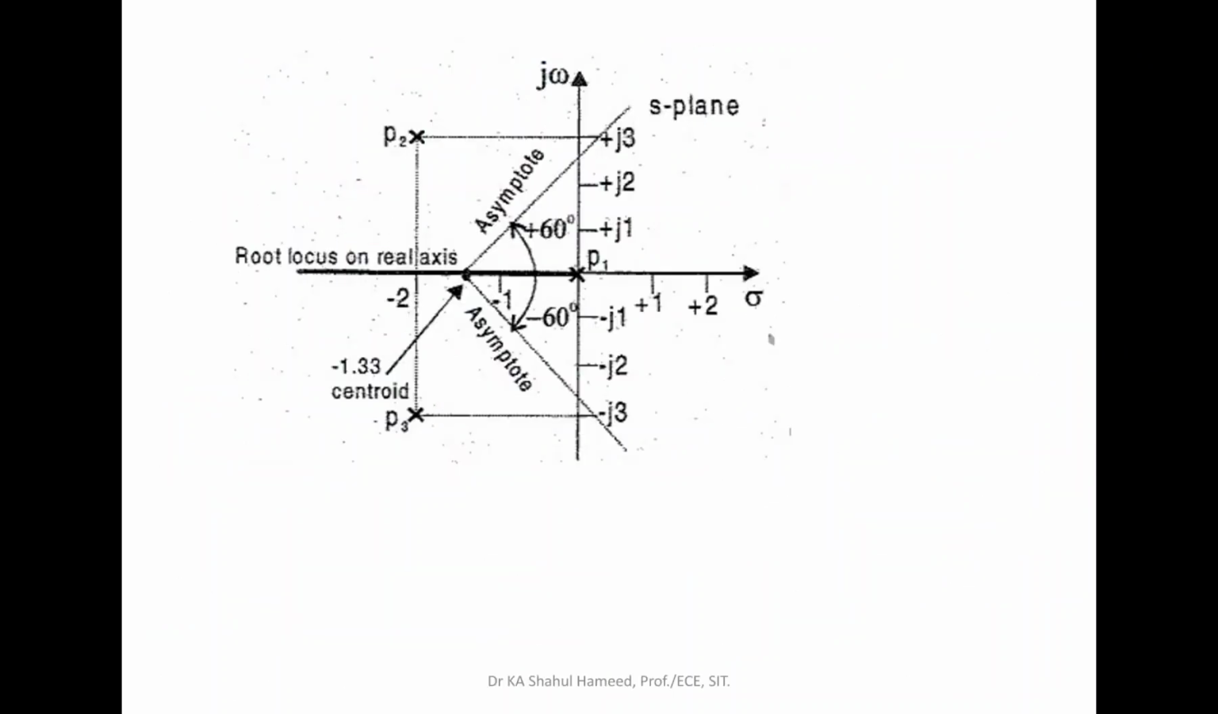And now we have to identify the poles and zeros and also asymptotes. I told you that already we have identified root locus branch on negative real axis. This is the root locus branch. Now we have to identify asymptotes. We have plus or minus 60 degree, and the centroid value is minus 1.33. So minus 1.33 is on real axis, so this is 0 and minus 1, and it is in between minus 1 and minus 2, and this point is centroid, that is minus 1.33.